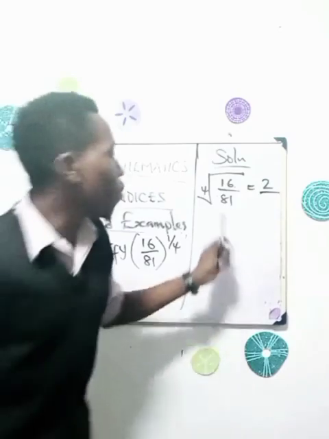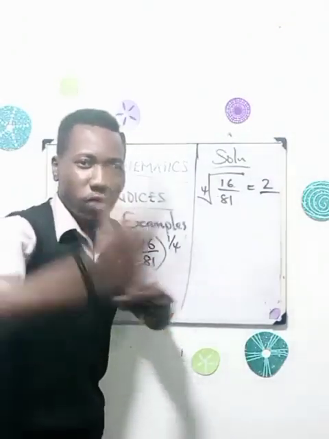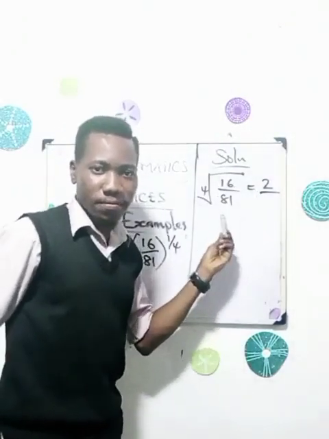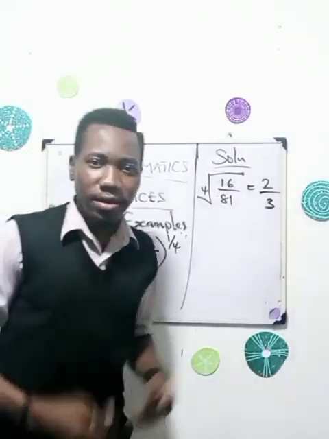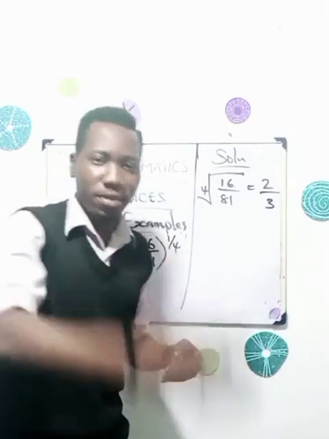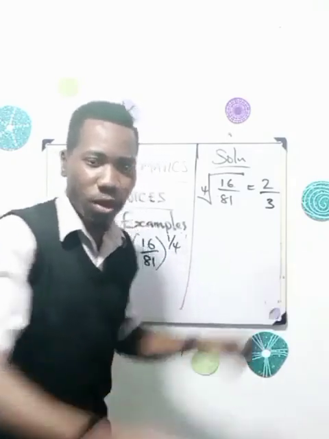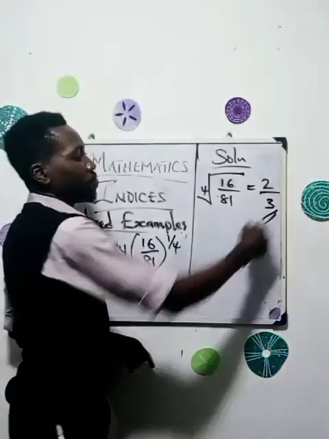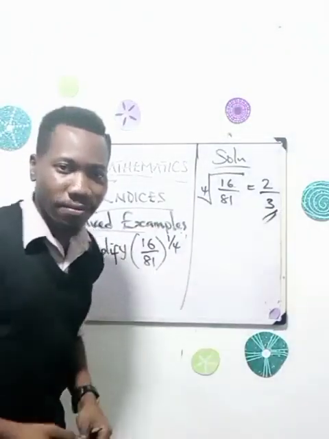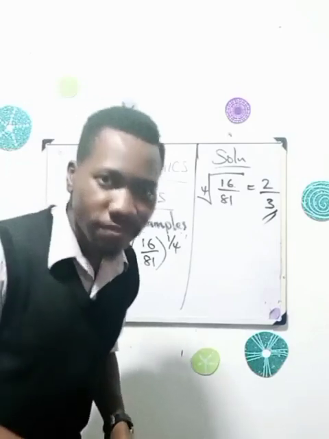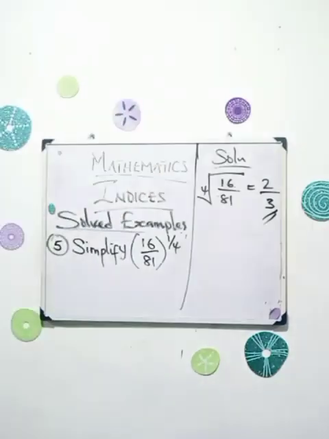The fourth root of 81. What number multiplied 4 times will give us 81? It's 3. Fourth root of 81 is 3. 3 times 3, 9 times 3, 27. 27 times 3, 81. So, and our answer, 2 over 3. So this simplified will give us 2 over 3.